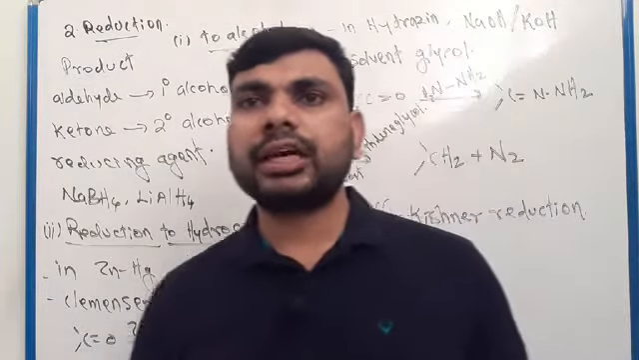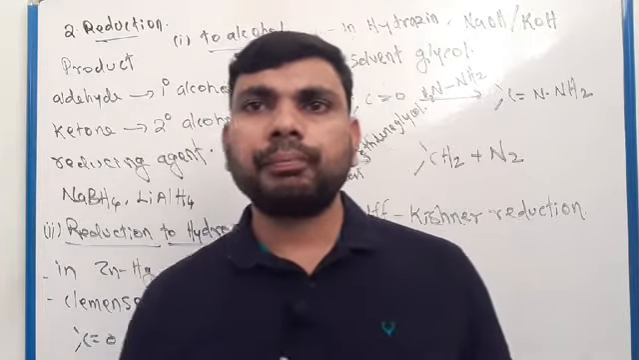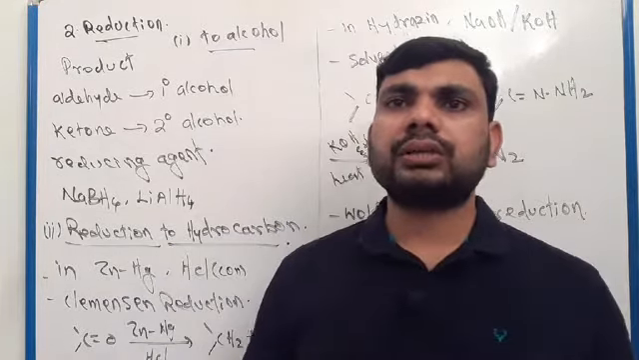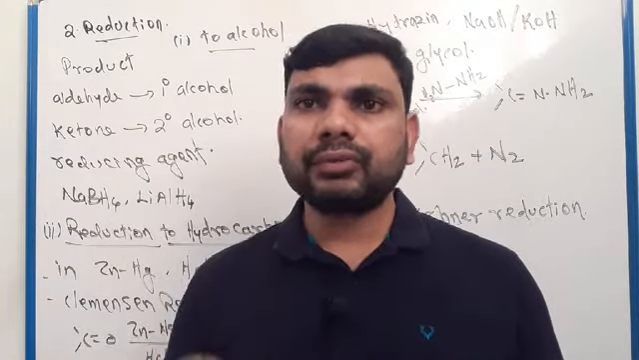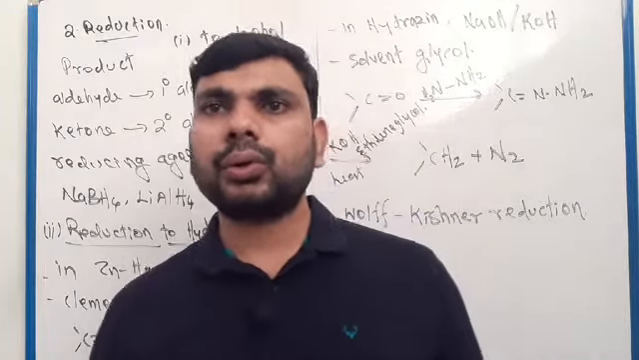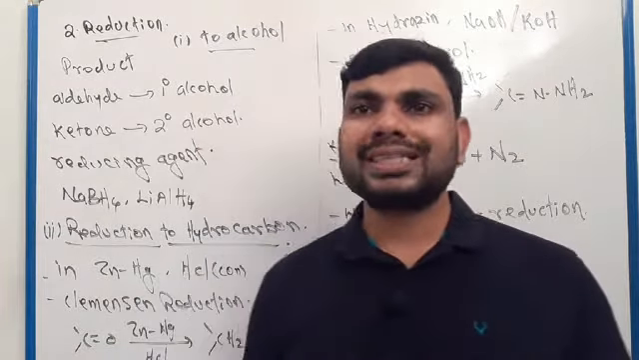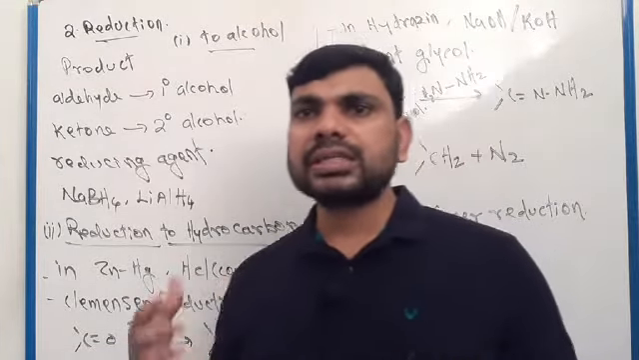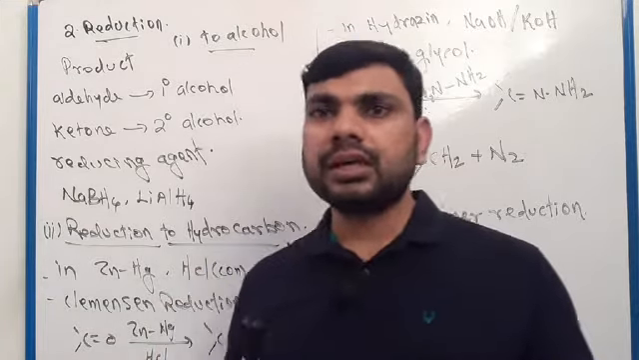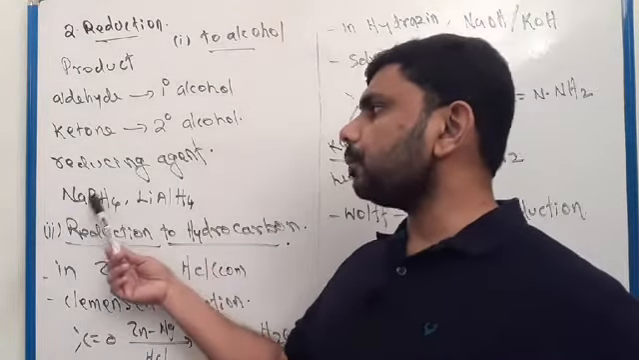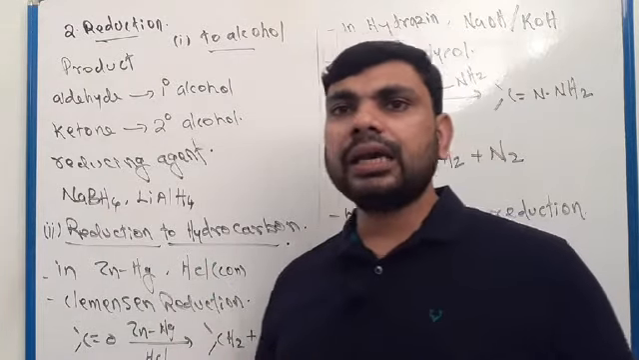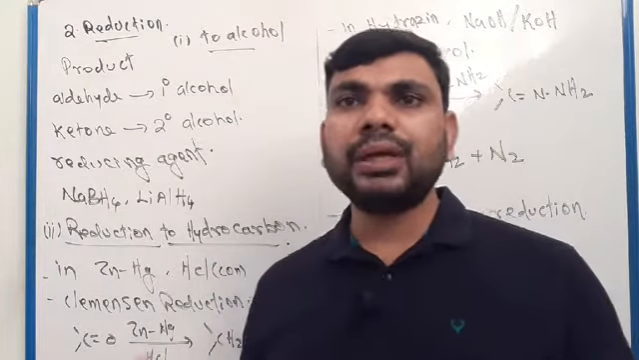Aldehyde after reduction gives a primary alcohol. Ketone after reduction gives a secondary alcohol. Aldehyde after reduction, primary alcohol; ketone after reduction, secondary alcohol. For this type of reduction, we have to use the reducing agent lithium aluminum hydride or sodium borohydride, LiAlH4 or NaBH4.